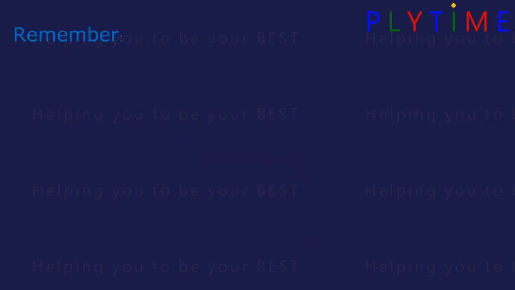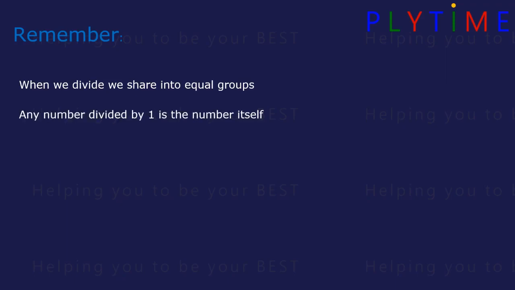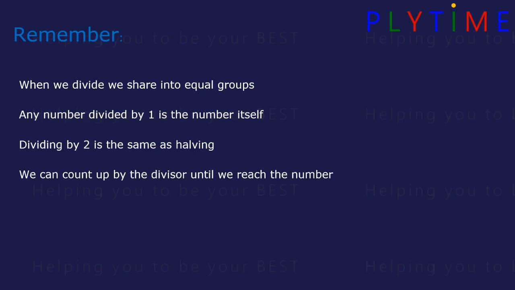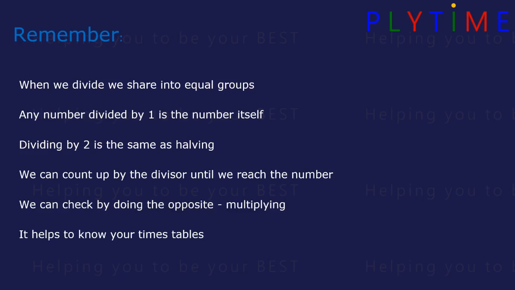Remember, when we divide, we share into equal groups. Any number divided by 1 is the number itself. Dividing by 2 is the same as halving. And we can count up by the divisor until we reach the number. We can check by doing the opposite and multiplying the numbers together. And it really helps to know your times tables.